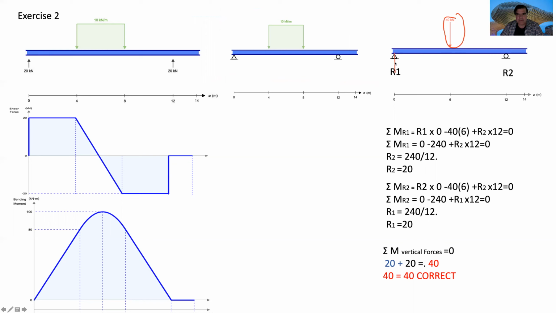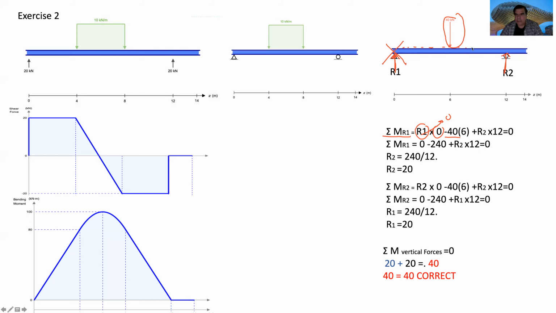Things are very simple. We will do like in the first exercise. You have reaction 1 here, reaction 2 here, and you take the summatory of moments in R1, where I am at this point, is equal to R1 multiplied by 0, this is 0. We are speaking about this force. The distance that separates this force to the place where I am is 0. I start moving around, and I find a first force, 40. This 40 is pushing down, so I will call this minus 40 multiplied by 6. And that will be 240.